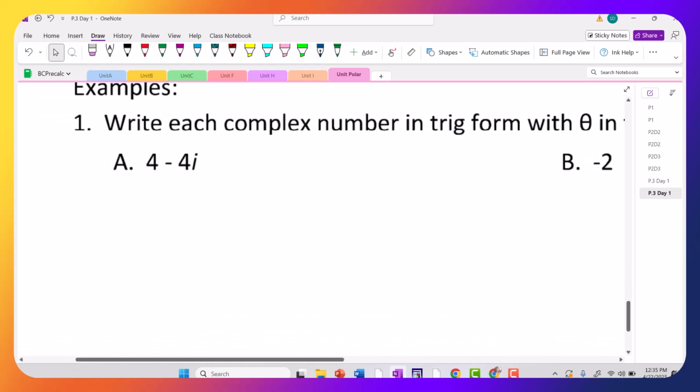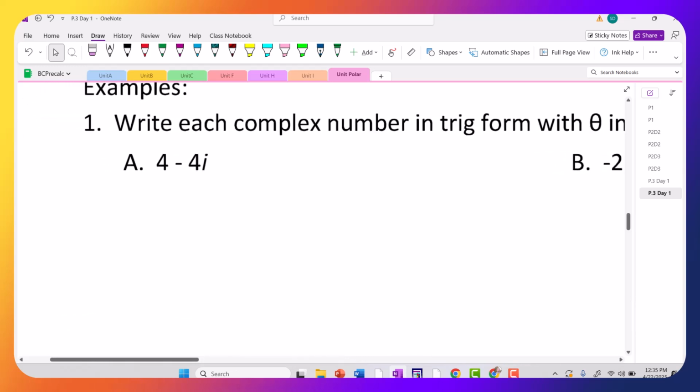Okay, now to the harder part. How do I change an a plus bi number into the other format? Well, first of all, you better understand the other format is not just r comma theta. My whole point of making this up here, it's got to be a cis number. It's got to be a cosine of an angle plus i sine of that same angle, with an r value.